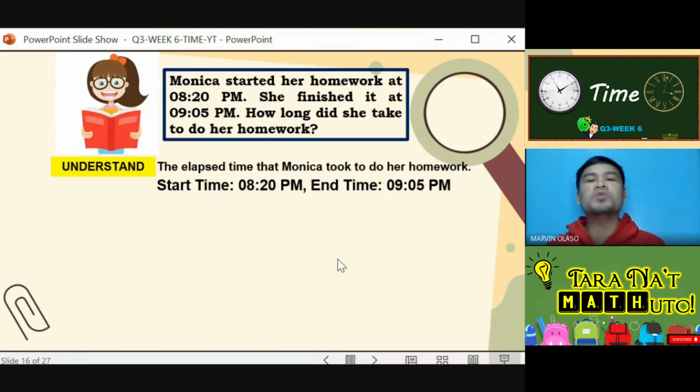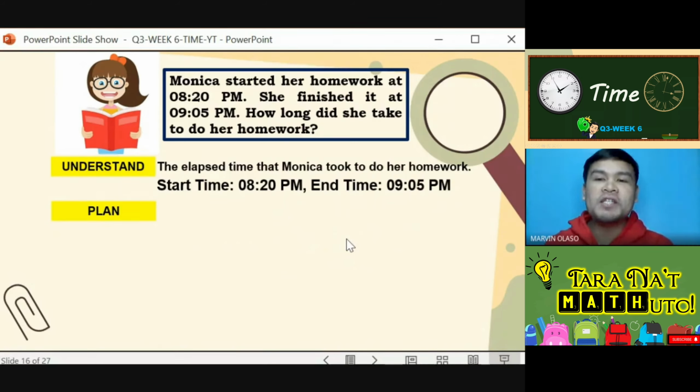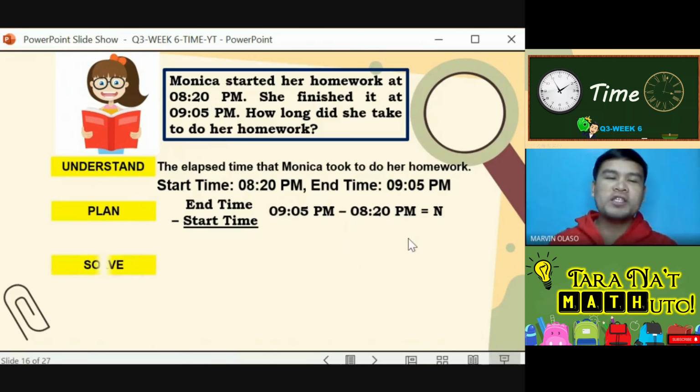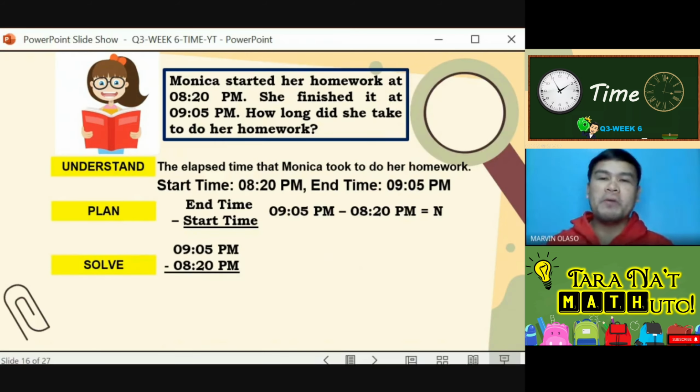Since we already know what to look for and the given numbers, let's plan. Let's have a plan by getting the elapsed time with the formula end time minus start time. So we have a mathematical equation, 9:05 p.m. minus 8:20 p.m. equals n. Okay, to execute the plan, let us solve the problem by subtracting 9:05 p.m. minus 8:20 p.m. Okay. So, what did you notice?